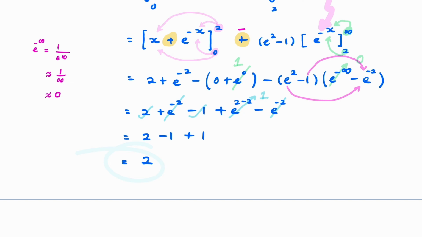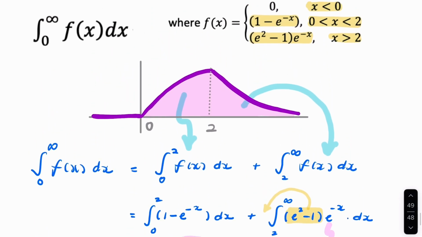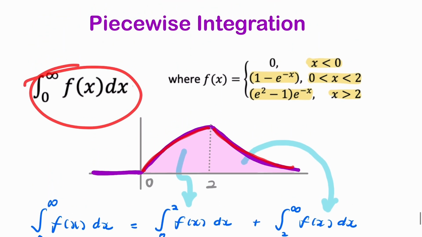So I guess that would be the answer. That would be the area under this piecewise integration. So you've got a rising exponential and a decaying exponential, and the total area is equal to 2. That's the area from 0 to infinity.